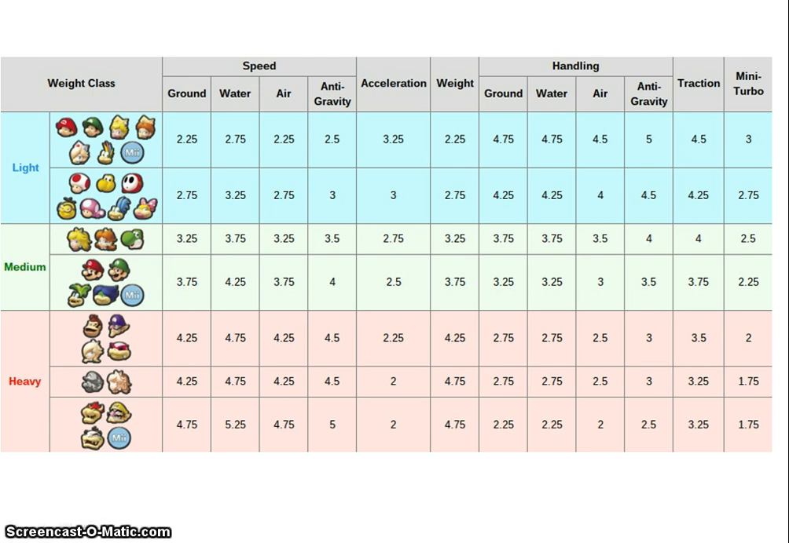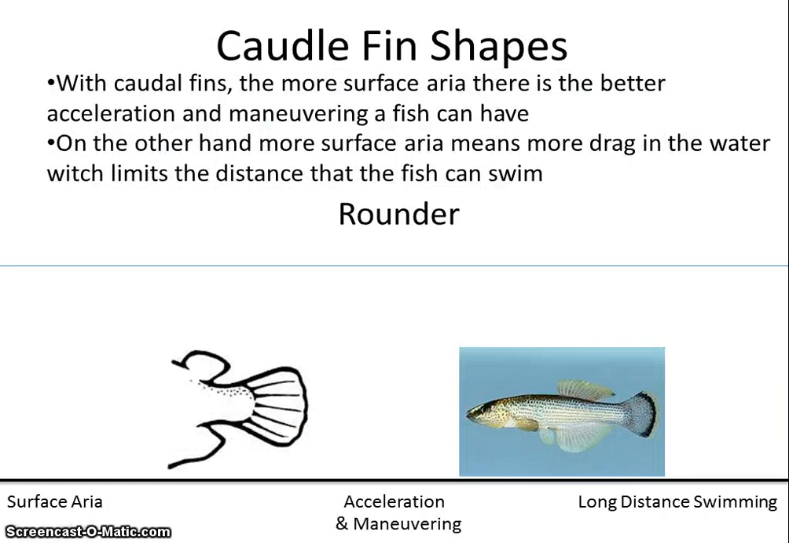Caudal fins are the same way. You can either get, like lights, acceleration and maneuvering, or, like heavies, long-distance swimming, but you can't get both. There are 4 shapes, and this determines whether the organism is going to be better at acceleration, maneuvering, or long-distance swimming. These 4 shapes differ according to their surface area. The more surface area a fin has, the better it's going to be able to grab onto and push off of water, for acceleration and maneuvering. But the more drag it's going to have in the water, which limits the organism's ability to swim efficiently over long distance. Rounder caudal fins have the most surface area of any caudal fin shape.